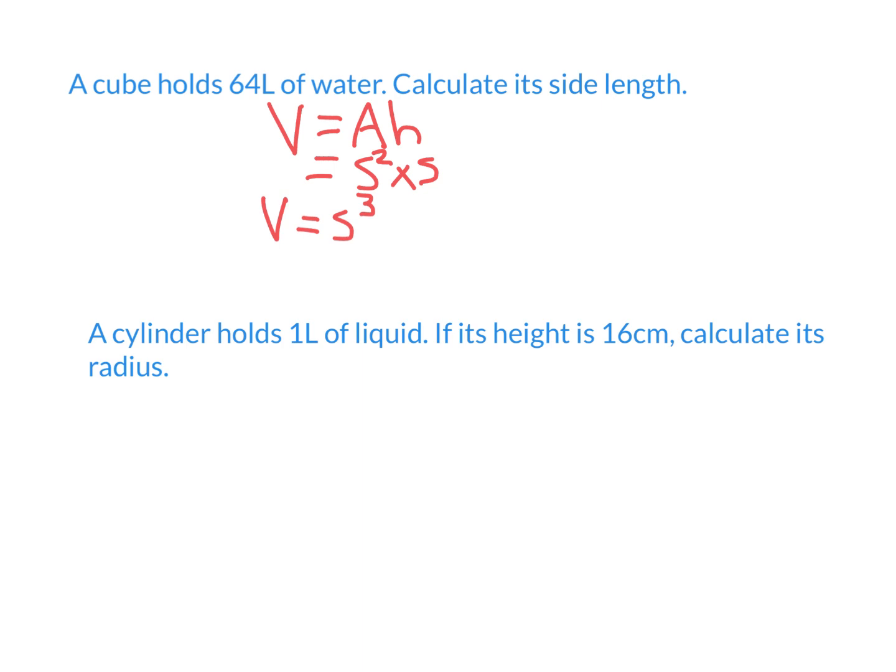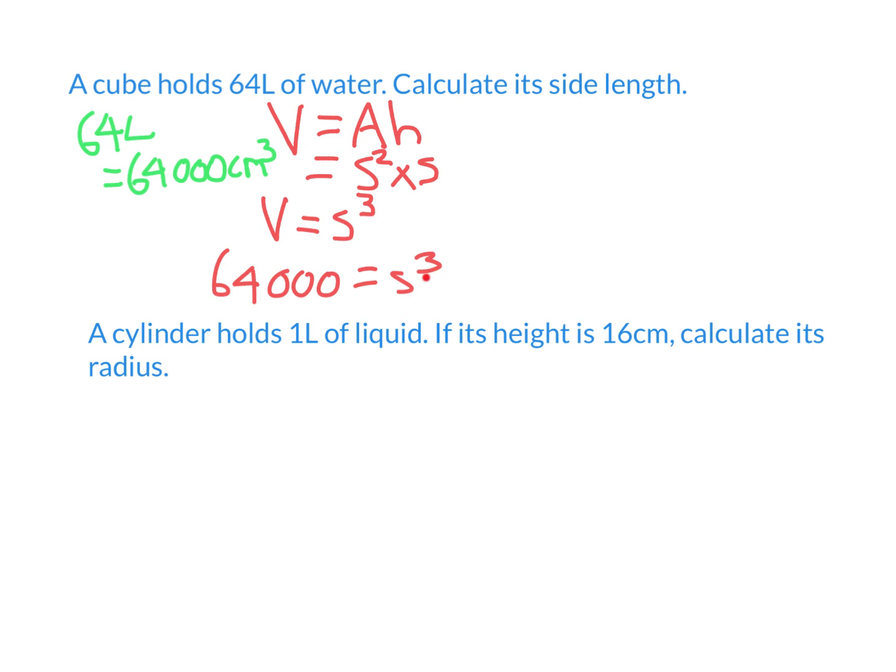Okay, now we're going to substitute what we know. We can't substitute V for 64. Why is that? Well, s is a unit of length, so it's going to be in centimeters, meters, whatever. 64 is a unit of capacity. We have to convert between the two. So note that 64 liters is the same as, if I times it by 1,000, 64,000 centimeters cubed. So I'm going to substitute V for 64,000 centimeters cubed.